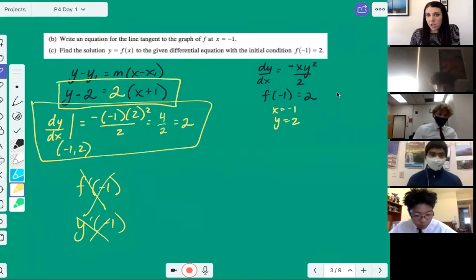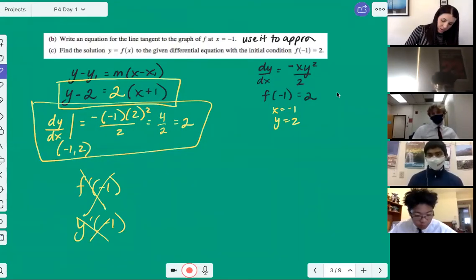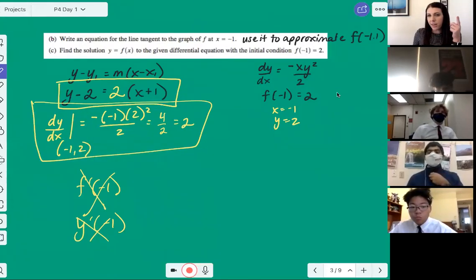Sometimes they'll ask you an additional question on part B. The additional question I sometimes see is use it to approximate. So they'll say find an equation of a tangent line and use it to approximate, and they'll give us something like f of negative 1.1, for example. Sometimes that's also a question you'll see here. And I think on the homework, there's a question like that. So I wanted to go through this.